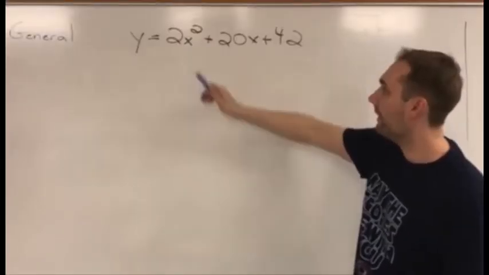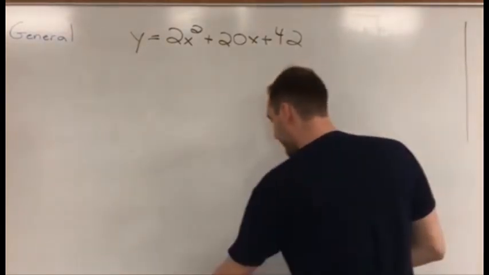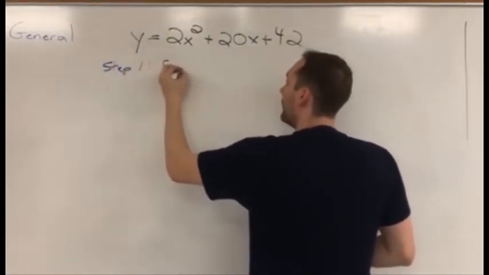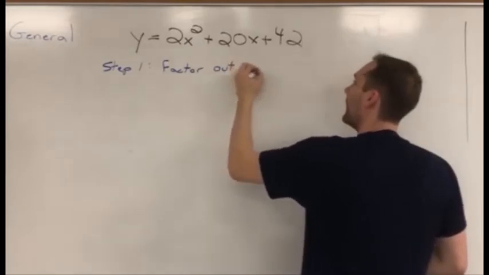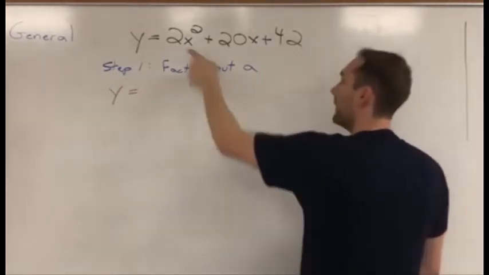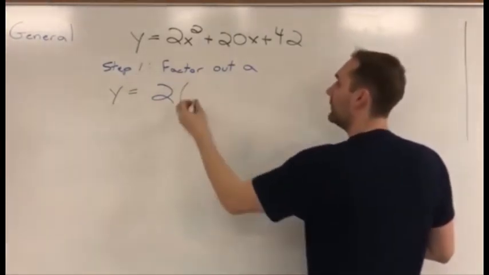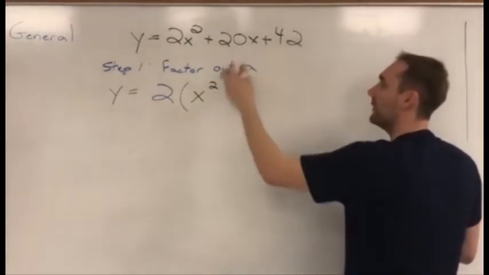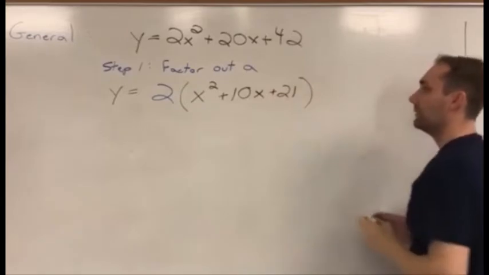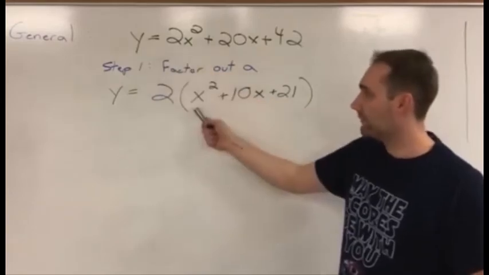Let's do an example here. I have my quadratic, or parabola, as 2x squared plus 20x plus 42. First thing I want to do, because my a is not 1, step 1, factor out a. So I'll have y equals, my a is 2, so I'm going to factor out a 2. And when I take 2 from 2, I'm just left with x squared. If I take 2 away from 20, that's 10x. And if I take 2 away from 42, that's 21. Step 1: if this is not 1, factor out to make it 1.